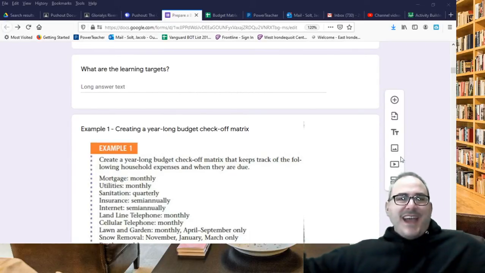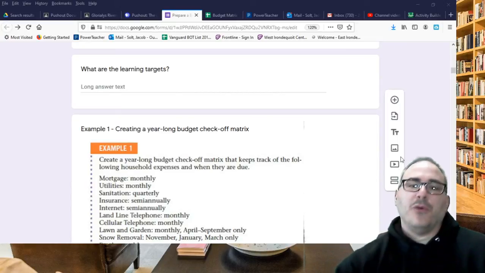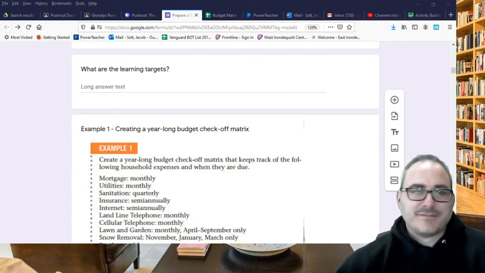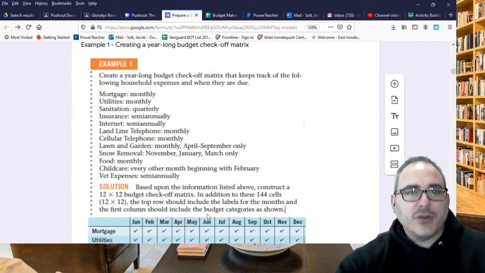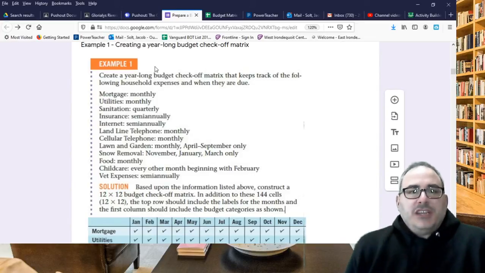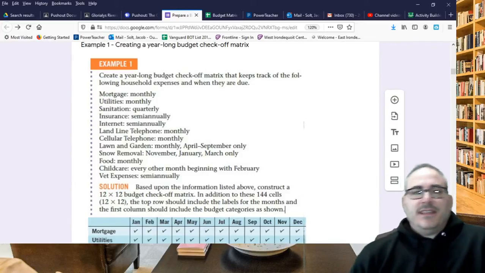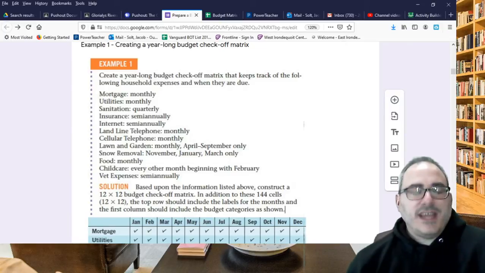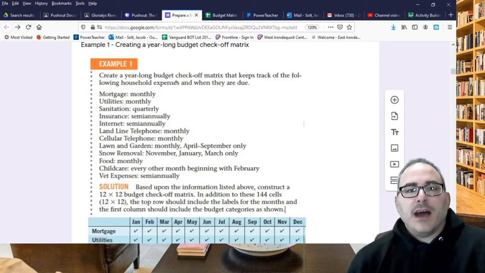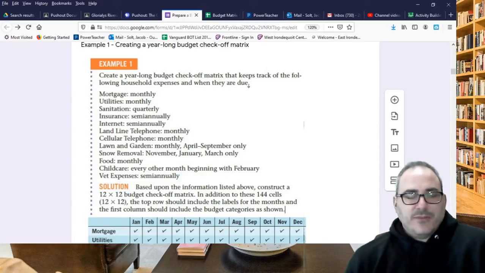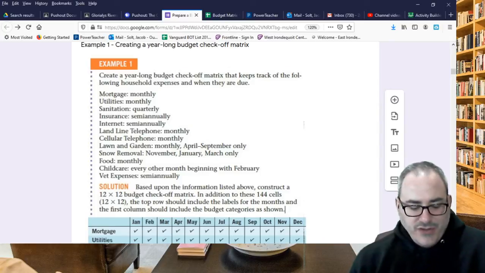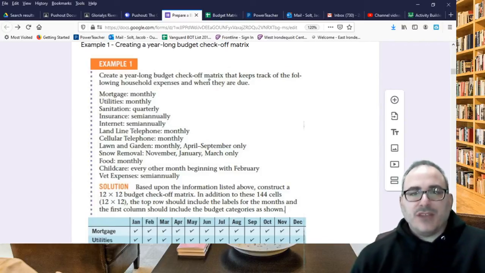All right, we're back, and we're ready to do example one. Example one, creating a year-long budget checkoff matrix. So here's the situation. What if you were tasked with creating a year-long budget checkoff matrix that keeps track of the following household expenses and when they are due? I know I just went over the vocab in the last video, but a matrix, what's a matrix?